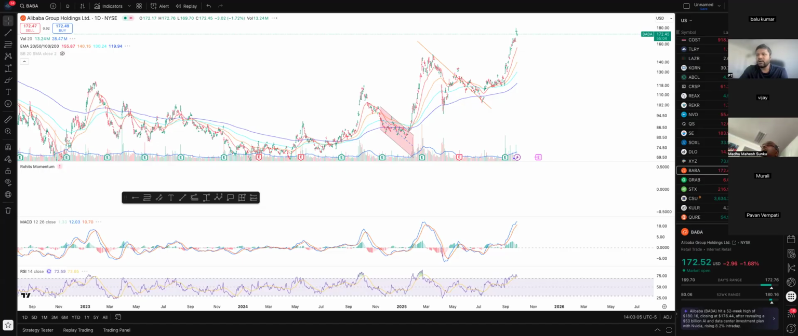Otherwise, this is not a portfolio management service. Okay, buy 10 stocks, keep it, and then forget about it. Then there is no point trading also. There are a lot of stocks which can run, which can give. It's like the rotation, sectoral rotation.